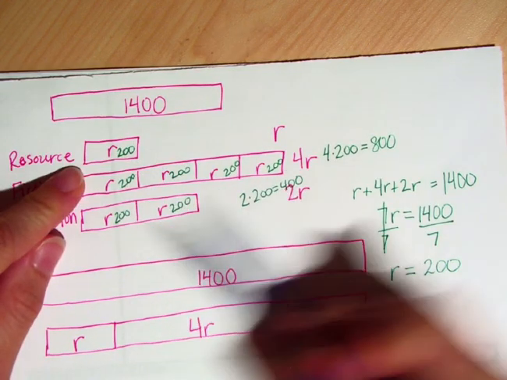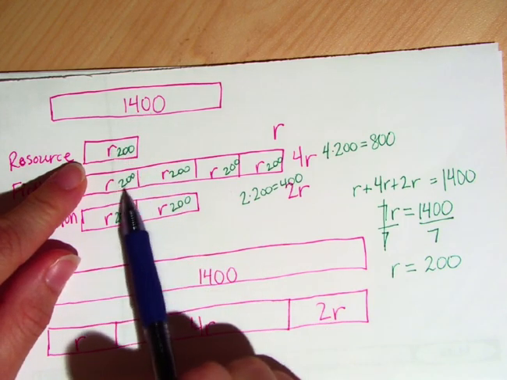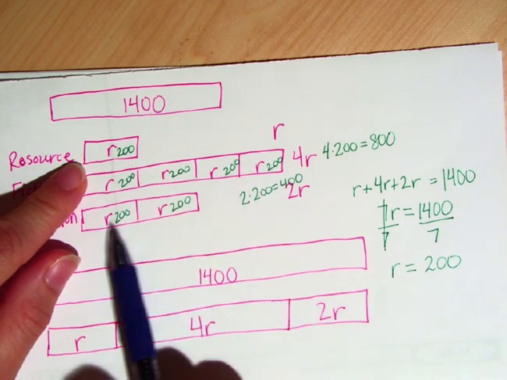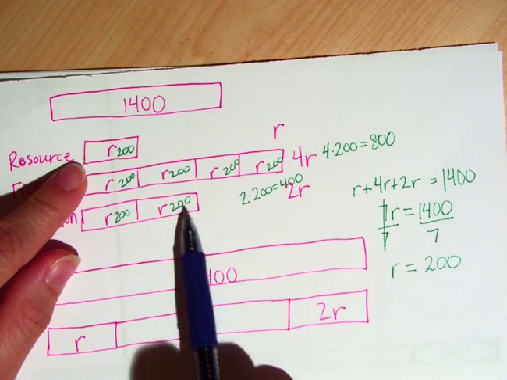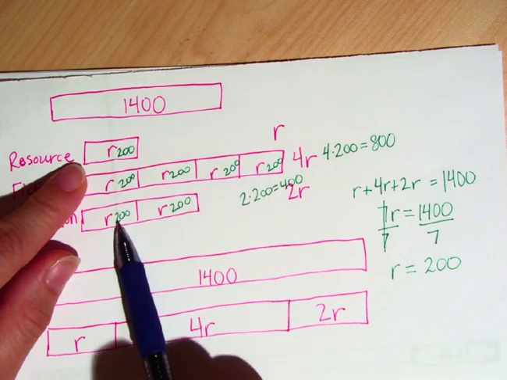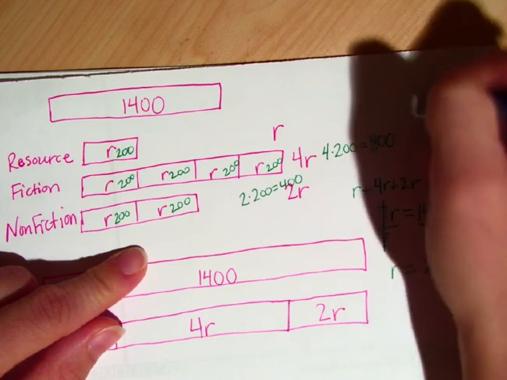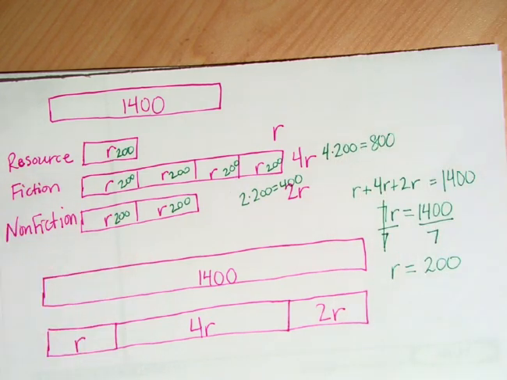All of these books together should equal 1,400. So I'm going to check. 2, 4, 6, 8, 10, 12, 14. 100. There's my zeros. 200, 400, 600, 800, 1,000, 1,200, 1,400. It works. I can add all the 200s up. It works.